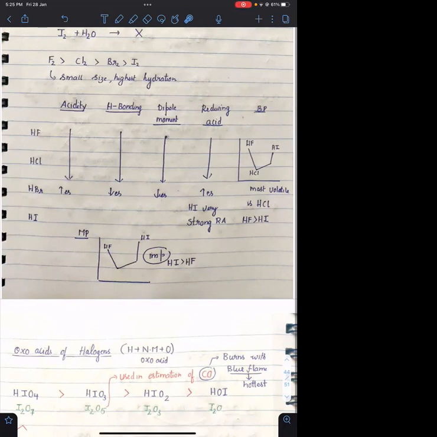Reducing agent strength. Okay. Down the group the reducing nature increases. HI is a stronger reducing agent. हमने ऑर्गेनिक में भी पढ़ा है. HI is the strongest reducing agent. Down the group reducing agent strength increases, मतलब HF less than HCl less than HBr less than HI. HF is very very weak reducing agent क्योंकि वो खुद ऑक्सीडाइज नहीं हो पाएगा, फ्लोरीन being highly electronegative element. Is that clear?